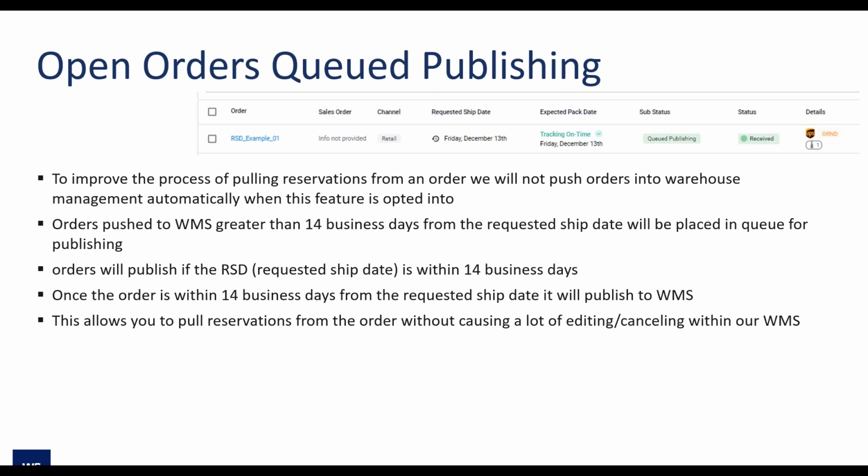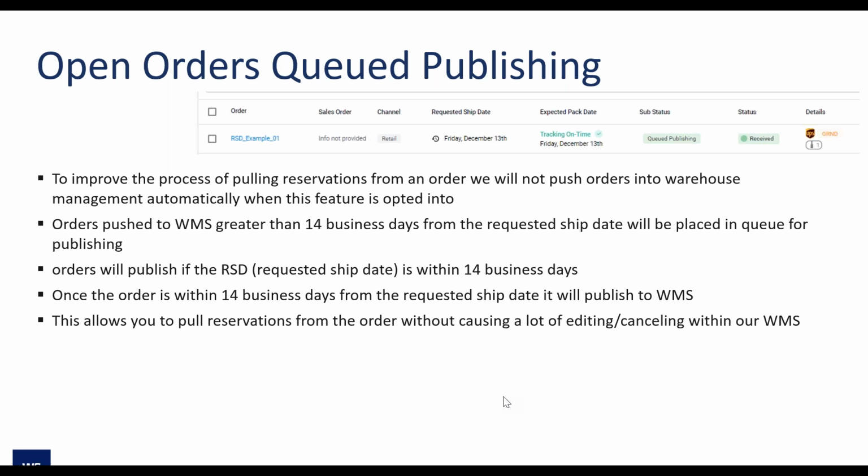So what that does is once an order has a future ship date that's greater than 14 days before the requested ship date, it's going to be in a state of queued publishing in open orders. And then it will become published once it gets to that 14 days. This allows for greater flexibility when you're doing a lot of order edits, because it's still hanging out. It's almost like it's in Action Center, in terms of the fact that it hasn't been published to the warehouse management system. And so it allows you to make edits easier.